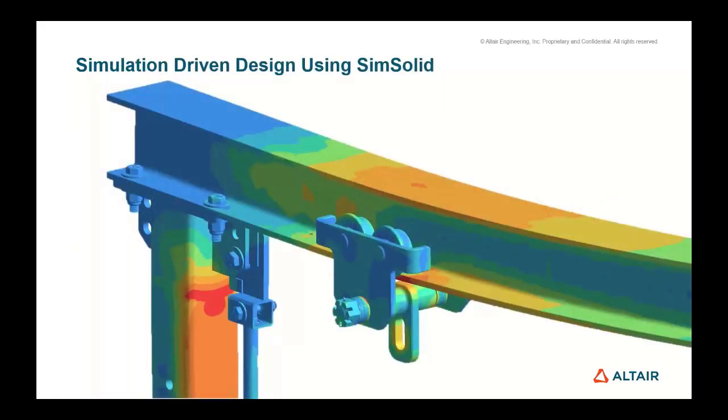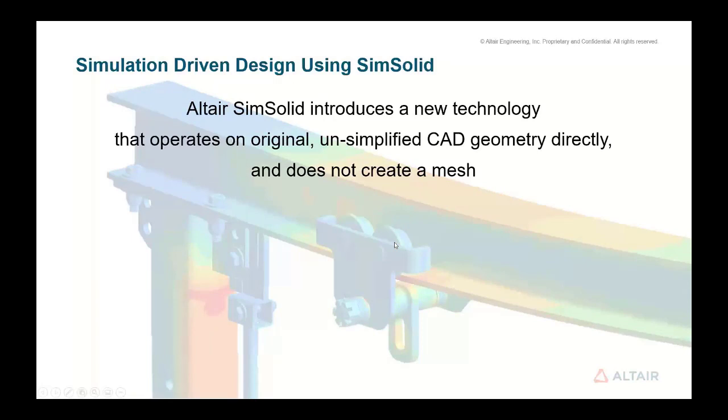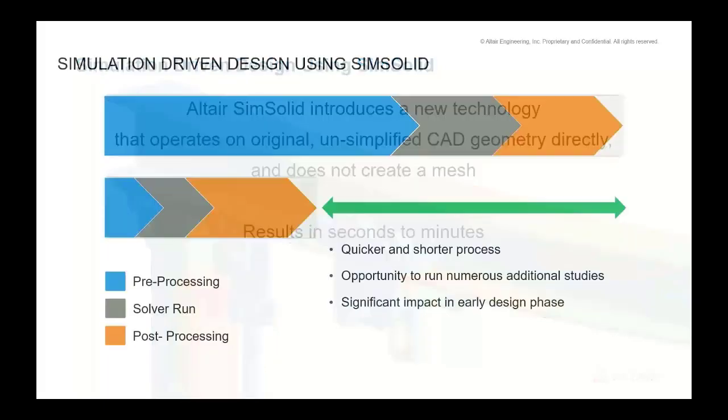Again, SimSolid is part of our simulation-driven design suite. So with your traditional FE processes where you have your part, you then need to defeature it. You need to make sure that you have good CAD. You would clean the CAD up, and then you would probably go through quite a labor-intensive method of meshing everything up. Now, with SimSolid, it basically uses a new technology that operates on your original unsimplified CAD geometry directly, and it doesn't need you to create a mesh. And you get your results within seconds to minutes.